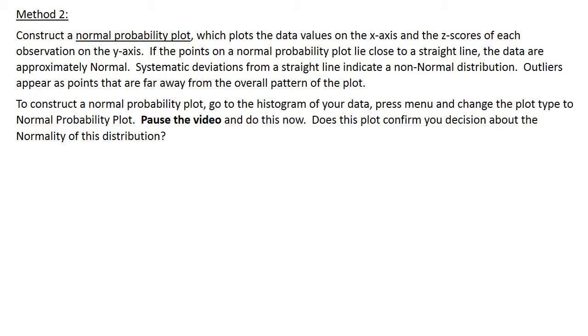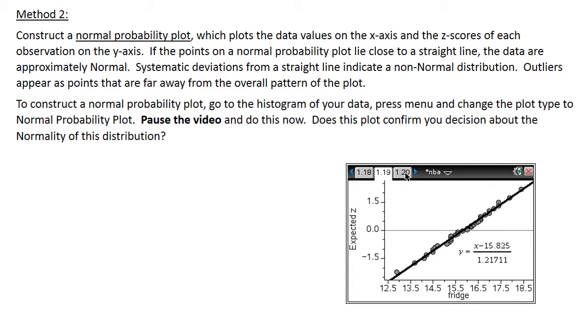So let's try this. Pause the video and then go to the histogram that you already have drawn on your calculator and just press menu and plot type, and you'll see normal probability plot as one of the plot types. So choose that. It'll automatically set a window for you and see if it looks approximately linear. So here's the graph that I got. This is the normal probability plot. So I'll write something like this. You can see that it's really, really close to linear.